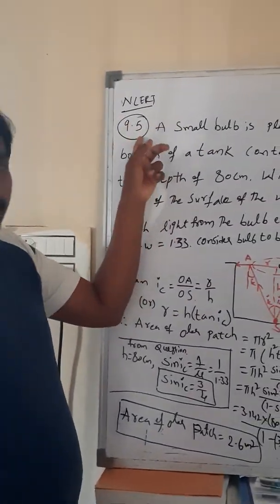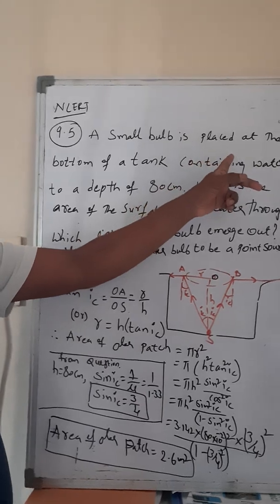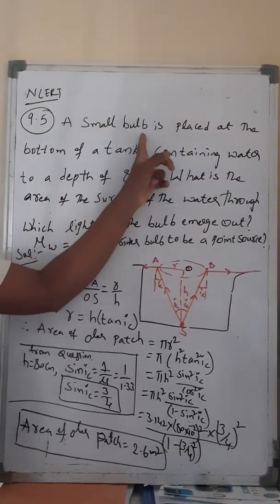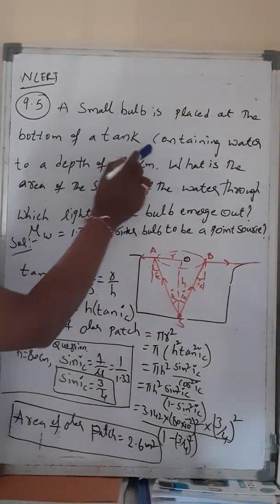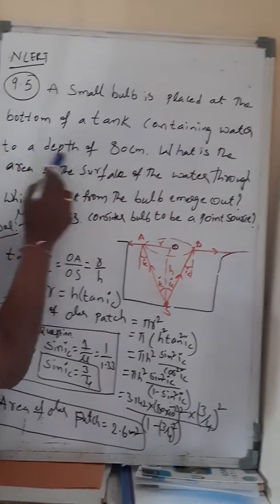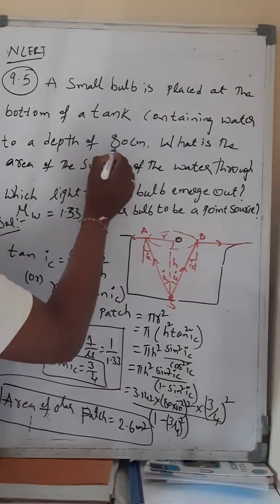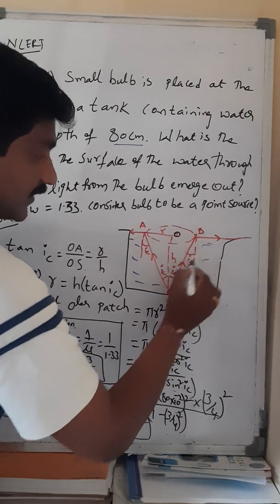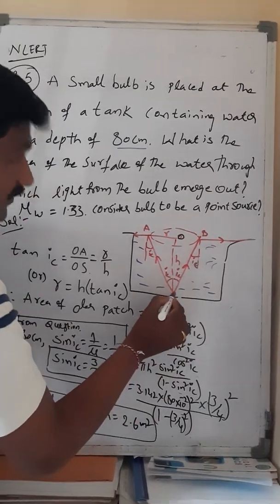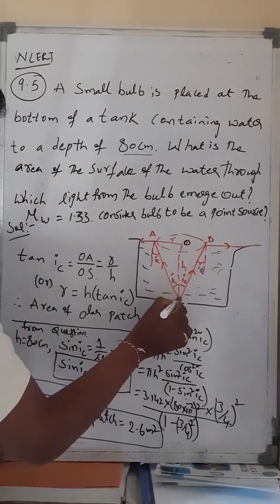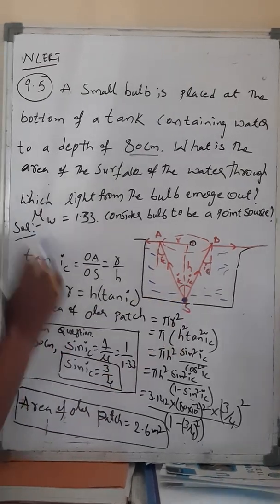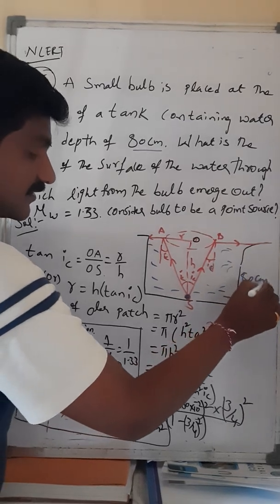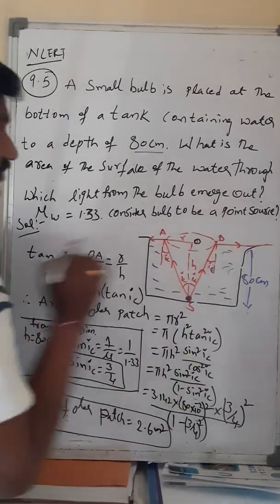NCERT 9.5, NCERT exercise numerical from ray optics. A small bulb is placed at the bottom of a tank containing water at a depth of 80 centimeters. This is a small water tank. In this water tank, at the bottom, the source, a small point source of light S, is here, which is at the 80 centimeters depth as per the question.